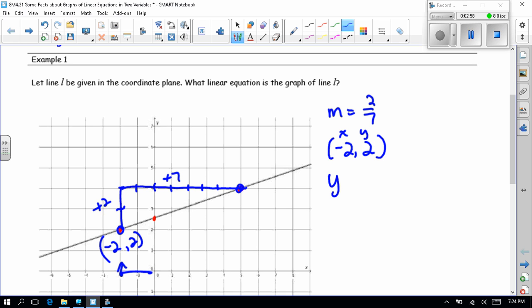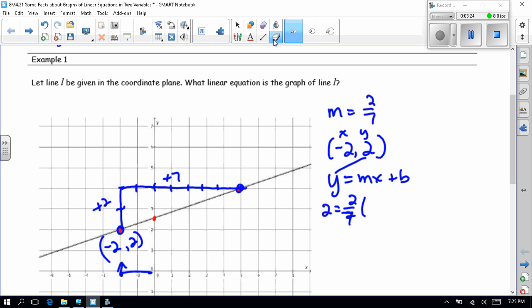So if we think about our equation, y equals mx plus b, we have almost all the information that we need. So let's substitute in what we know and see if we can solve for what we don't know. So y is 2, m is 2/7, x is -2, and the b is the only thing that we do not know.